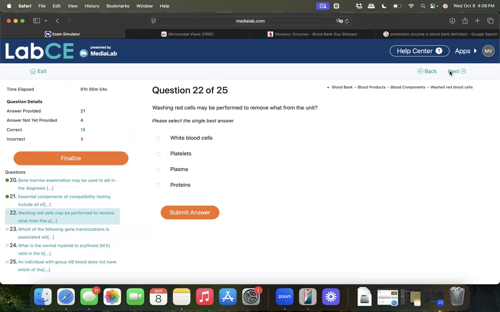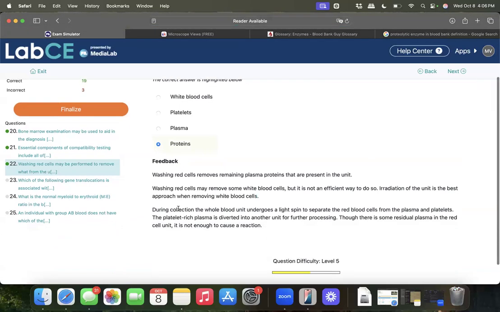Okay, 22. Washing red cells may be performed to remove what from the unit? White blood cells, platelets, plasma, or proteins? Washing red cells may be performed to remove what from the unit? Washing white blood cells away, platelets away, plasma away, or proteins? All right, we got a lot of D's in the chat. Yes. Proteins. Washing. This is a level 5 question.